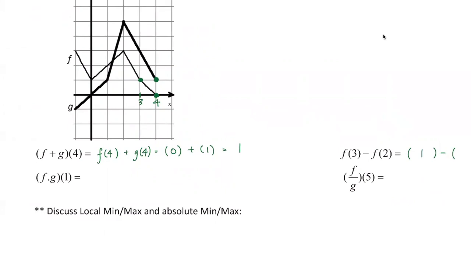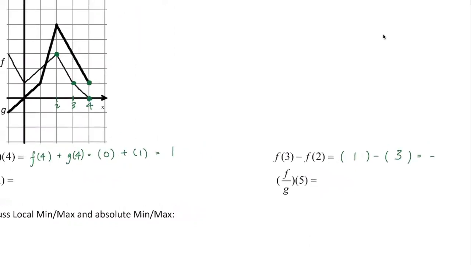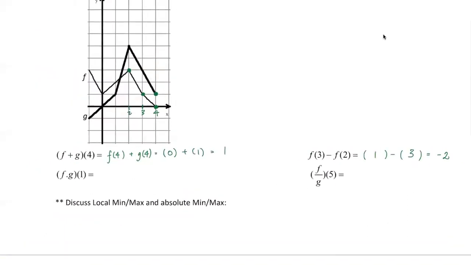And then what happens when x is equal to 2? If x is equal to 2, the function value is 3. So we have 1 minus 3, which gives us minus 2. Okay, pretty straightforward, easier than the previous one.